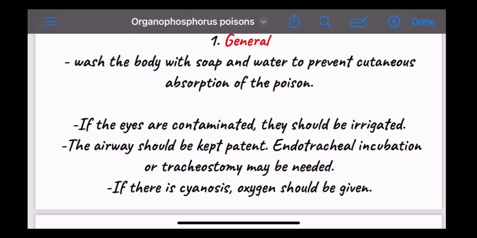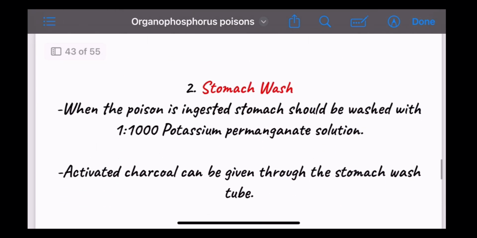If the eyes are contaminated, they should be irrigated. The airway should be kept patent. Endotracheal intubation or tracheostomy may be needed. If there is cyanosis, oxygen should be given. Then stomach wash should be done. When the poison is ingested, the stomach should be washed with 1 in 1000 potassium permanganate solution. Activated charcoal can be given through the stomach wash tube.